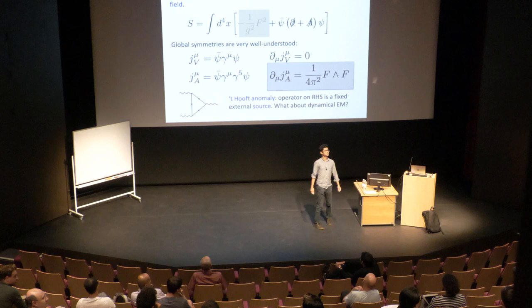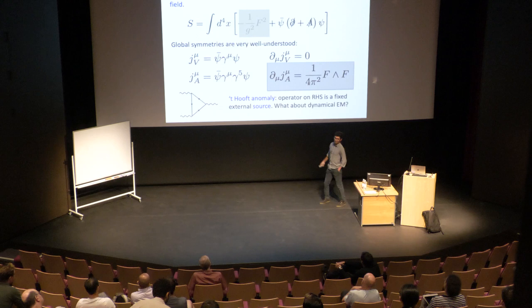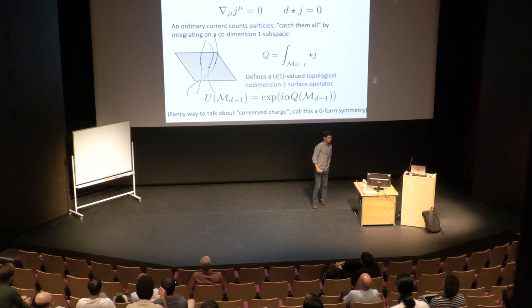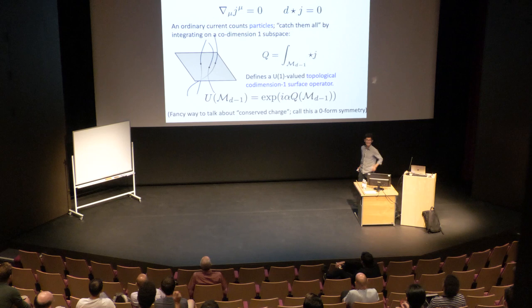Okay. Good. Now, that's fine for when you freeze A. Now, what about dynamical A? So what about dynamical E and M? What happens then? This is more complicated. It's complicated enough that I want to take a step back and just say some general words about symmetry before getting into the guts of what's actually happening.